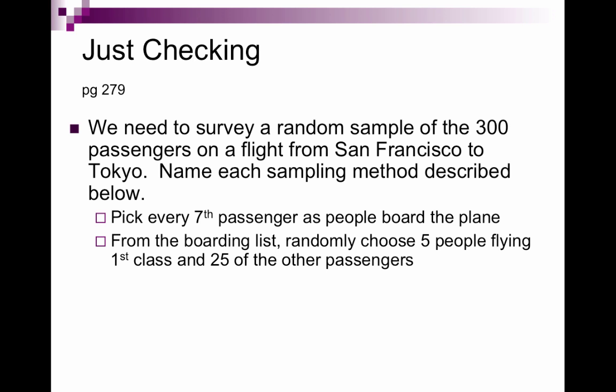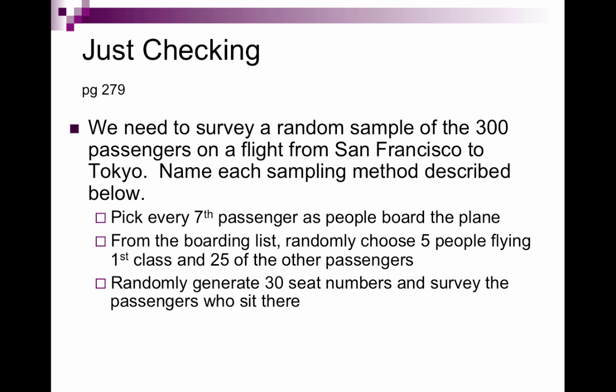From the boarding list, you choose 5 people flying first class and then 25 of the other passengers. In this case, the method here is stratified. You broke it apart based off of a specific characteristic, the type of ticket. You randomly generate 30 seat numbers and survey the passengers who sit there. This is a simple random sample. Everybody had an equal chance of being selected, and then you pick 30 of them.